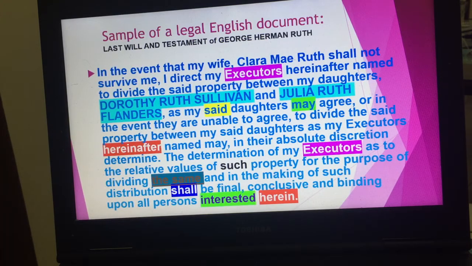The said property, said daughters means the aforementioned daughters, the ones I have mentioned. The word "such" is used instead of "this property" because we don't know what "this" means. They use the word "such" instead of "this property" and use the dividing the same values, the same amounts that are mentioned, the same property that he's mentioned earlier, and he counted them, books and glassware and china and silverware and so on.